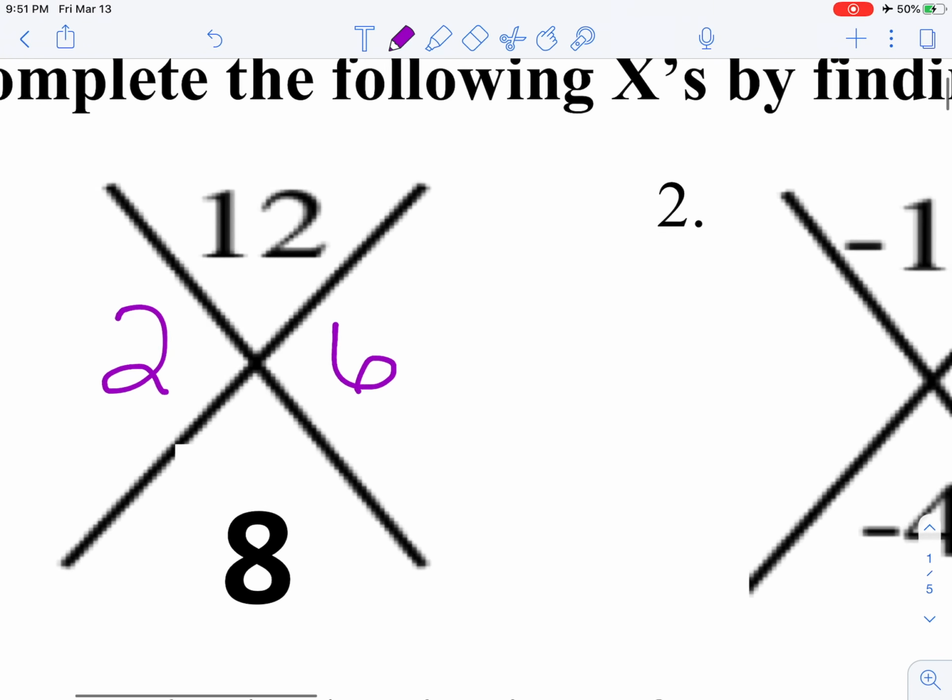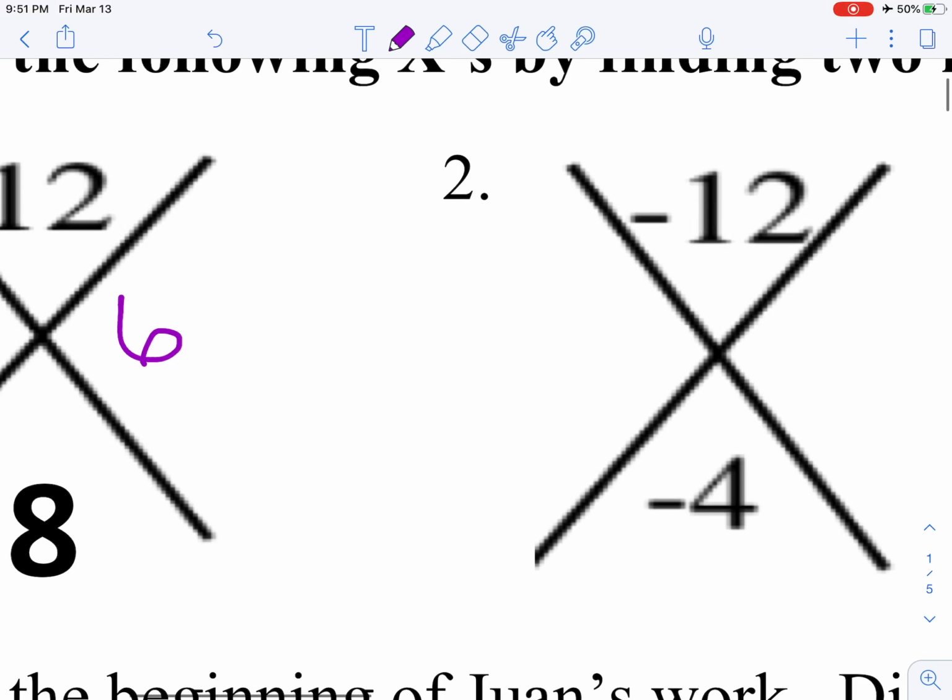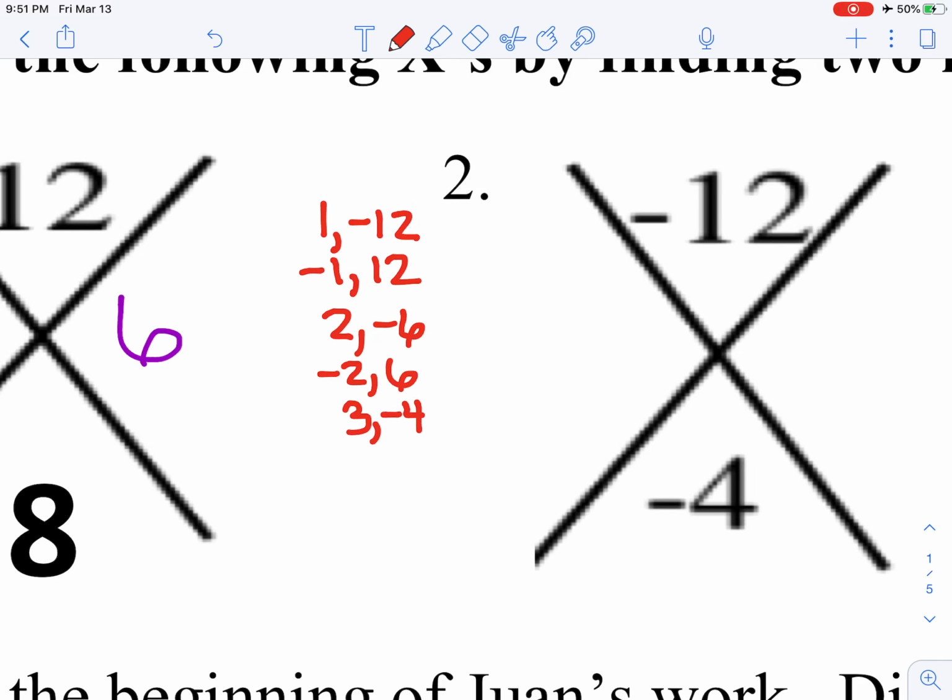So I'm going to come over here to this next one. Now the difference between the negative 12 and the 12 is that negative sign. So I need to be careful that I'm actually doing the correct factors. So I want 1 and negative 12, but I also can have negative 1 and positive 12. When I multiply those together, they do get the negative 12. So I also have 2 and negative 6, and negative 2 and positive 6. 3 and negative 4, and negative 3 and positive 4.